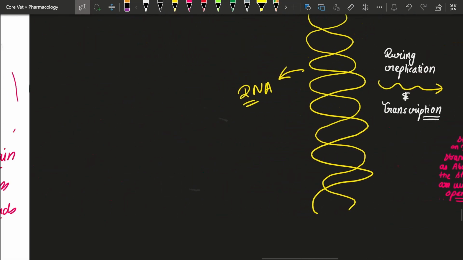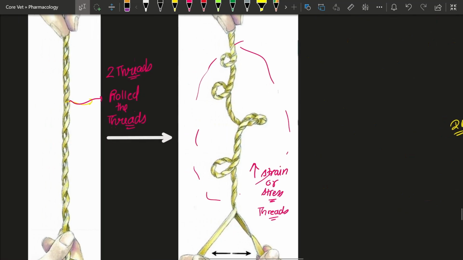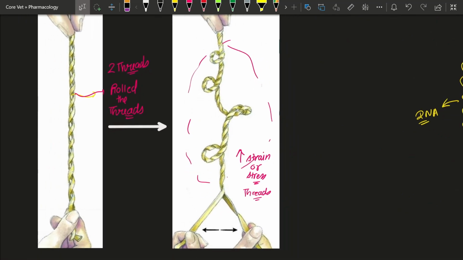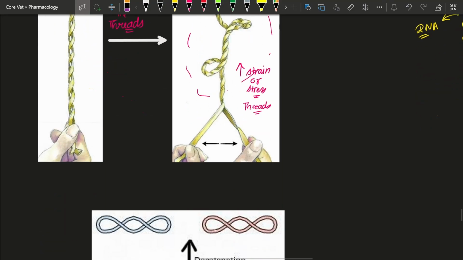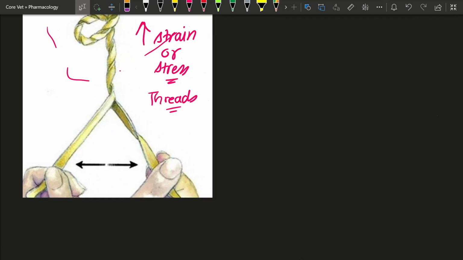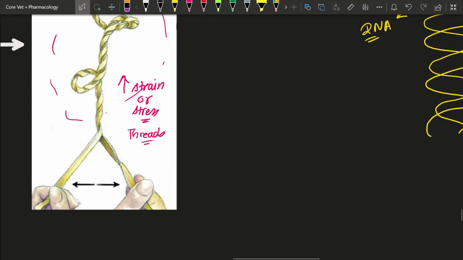So I will again tell you regarding the concept of the strain. Take two threads and roll them one upon another, right? Then try to reopen that particular twisted thread. When you are going to reopen that thread, what will it lead to? It will lead to creation of a certain strain in the threads, right?